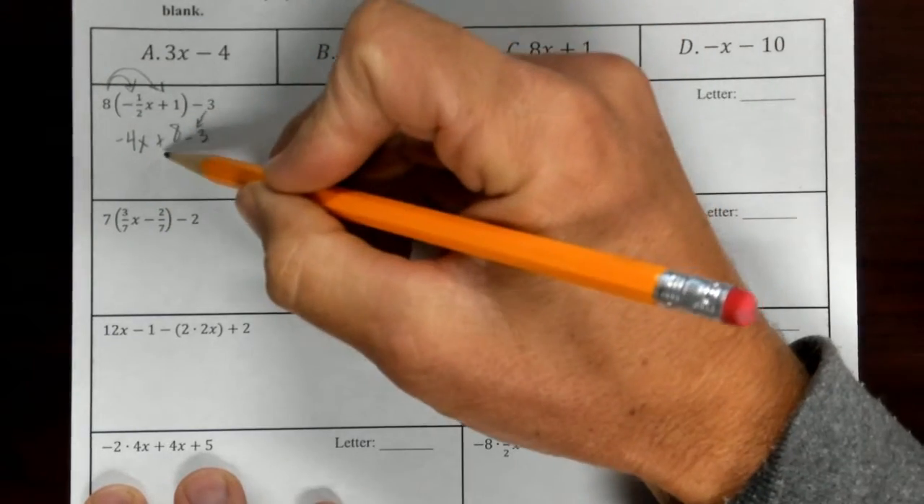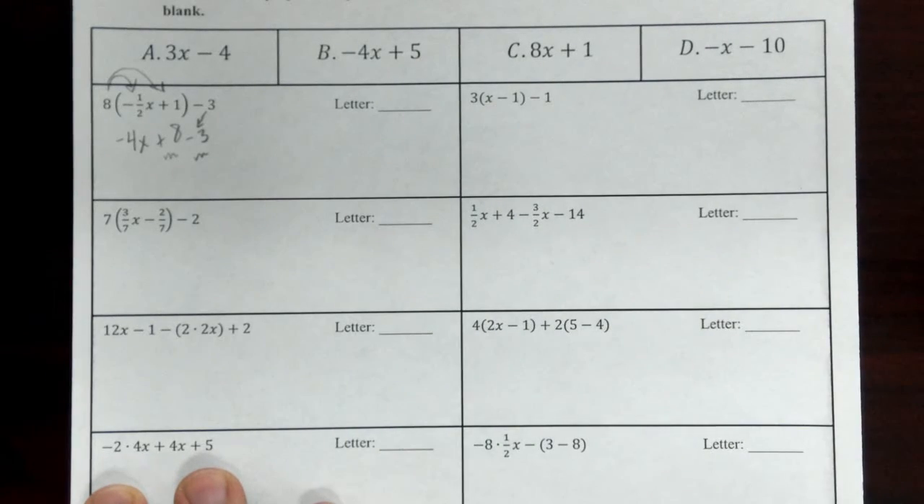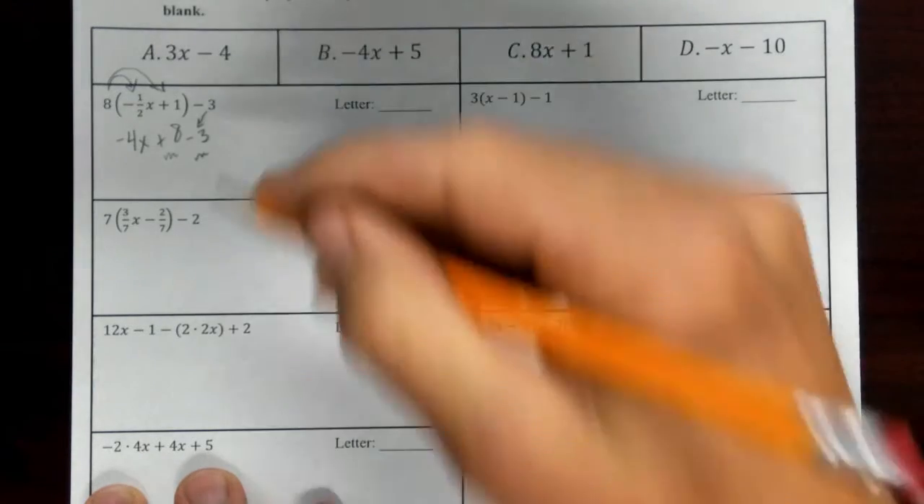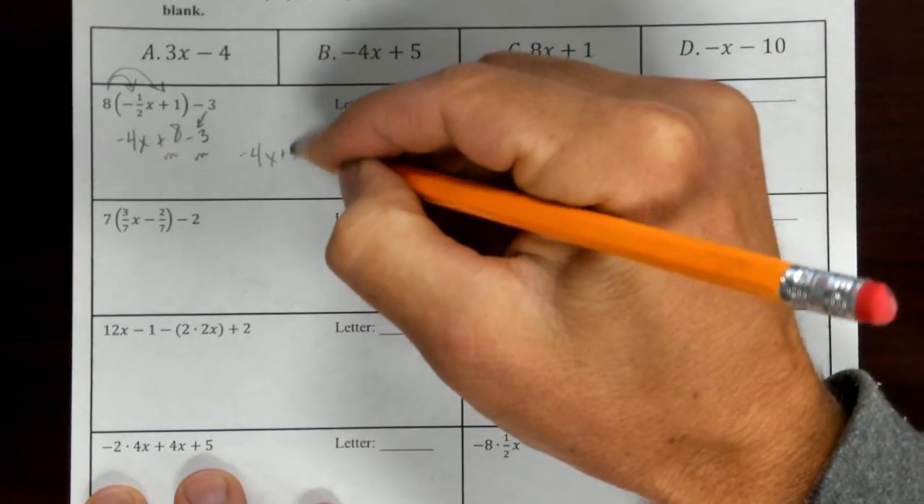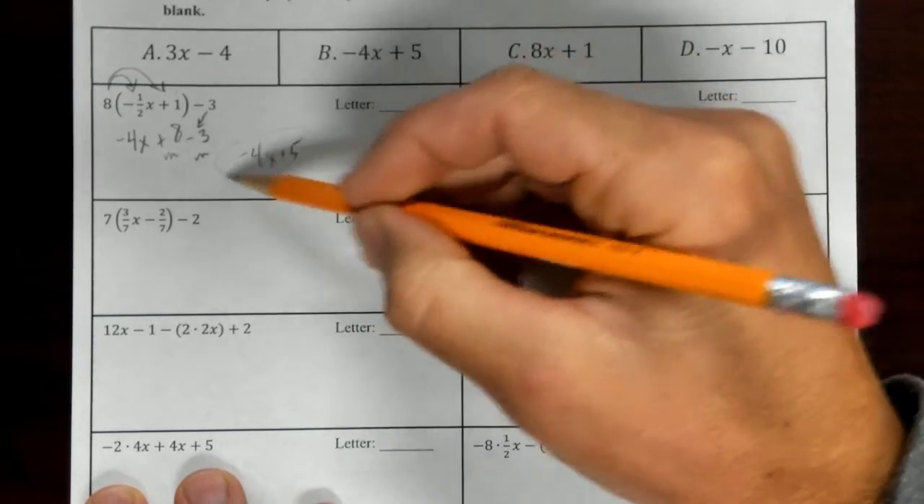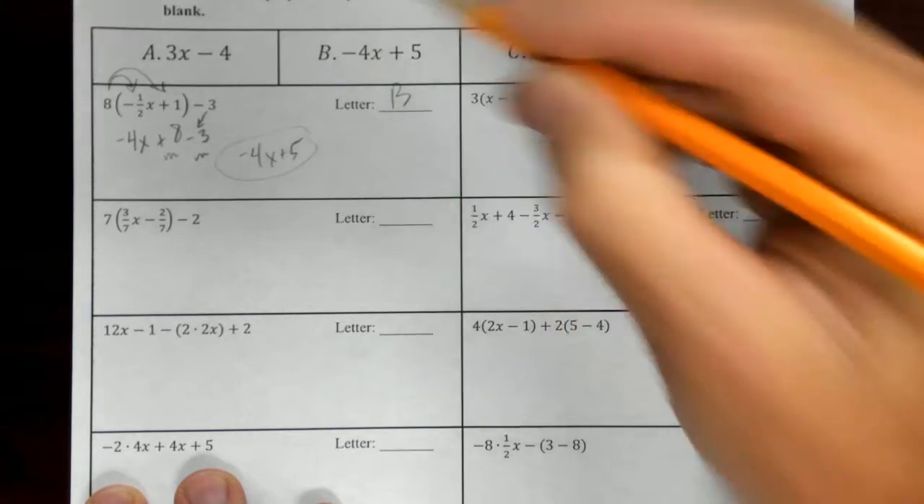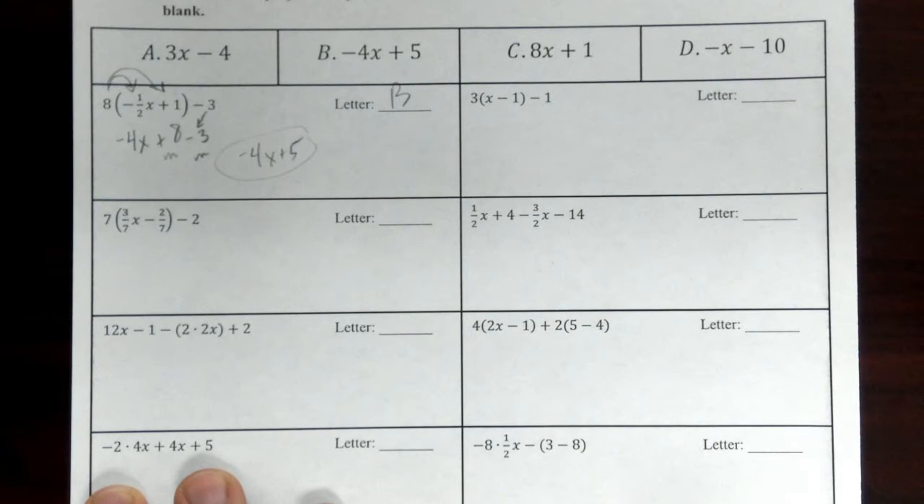Now once again, we're looking for like terms. Like terms are the same variable raised to the same power. So those numbers are like terms. We can take 8 and subtract 3, and we get negative 4x plus 5. I'm done because there are no more like terms to combine. B is your answer there.